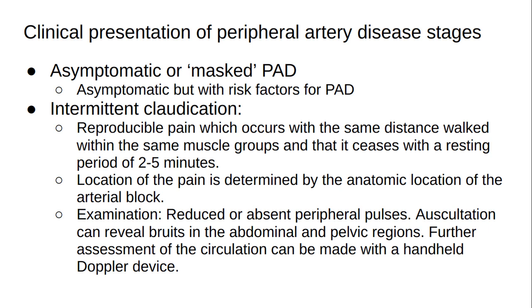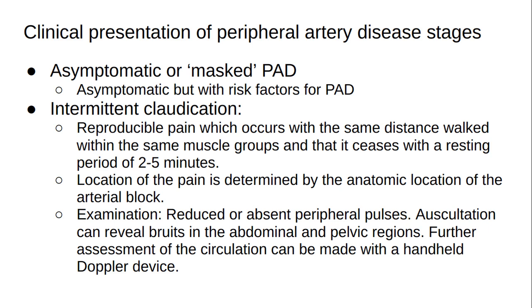In examination, palpation of pulses should be attempted from the abdominal aorta to the foot. There can be reduced or absent peripheral pulses. Auscultation for bruits in the abdominal and pelvic regions. Further assessment of the circulation can be made with a handheld Doppler device.